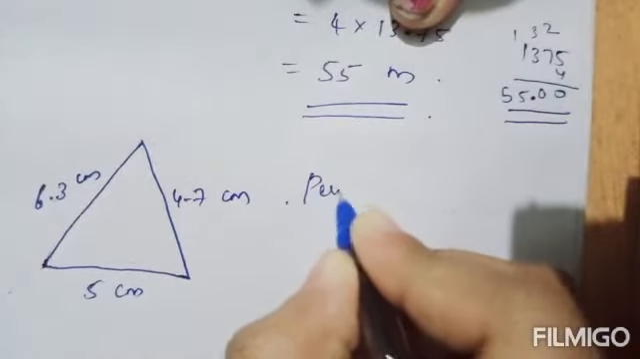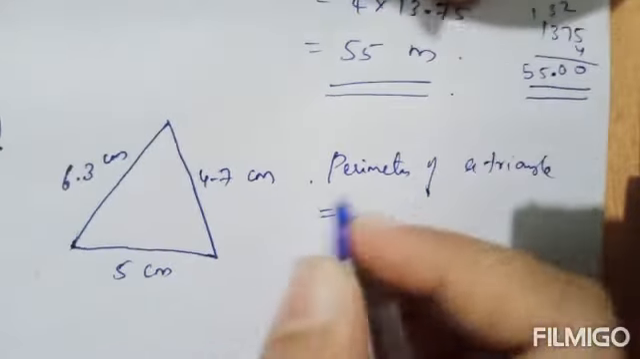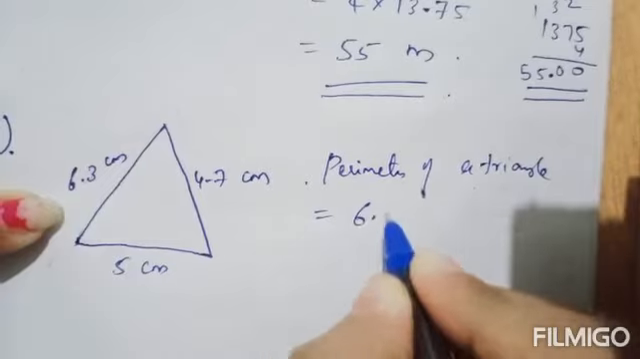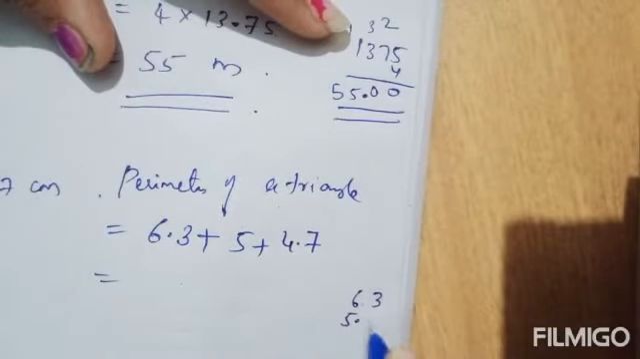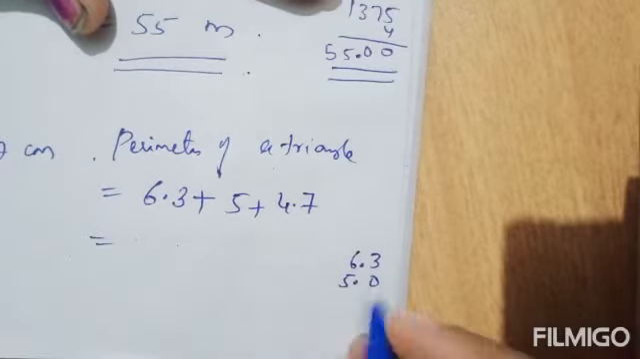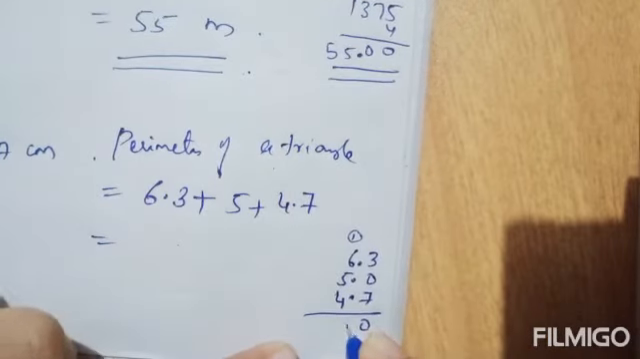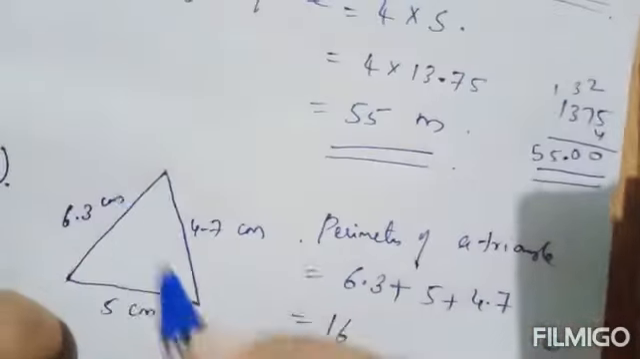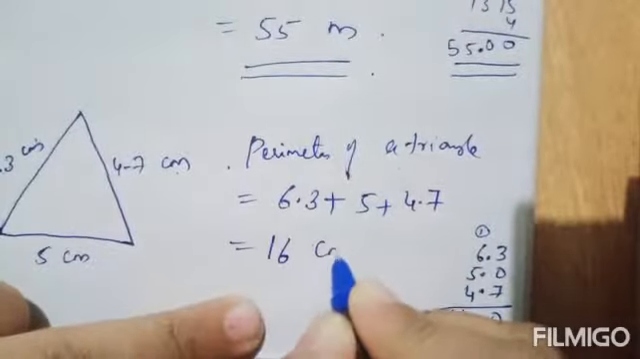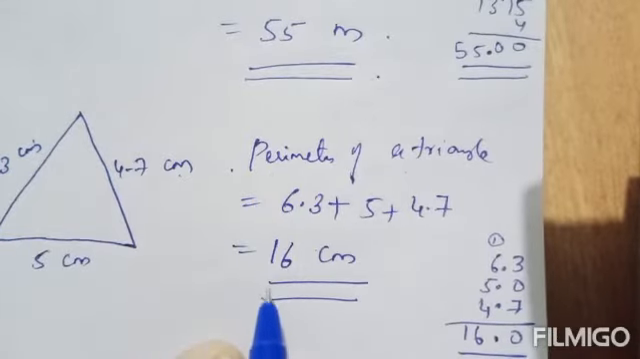So perimeter of a triangle you can add the three sides given, 6.3 plus 5 plus 4.7. So what you will get? 6.3 plus 5 you have to write like this, 5.0. Okay, 4.7. So you will get 16.0, that is 16. Now the units of sides, it is centimeter, so perimeter also it will be centimeter. Okay, so perimeter of triangle, it is 16 centimeter.